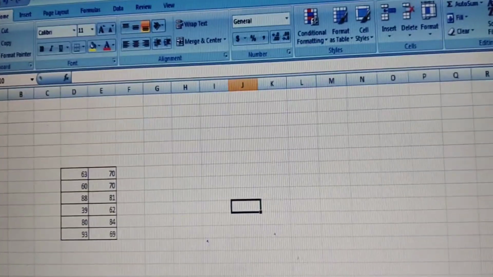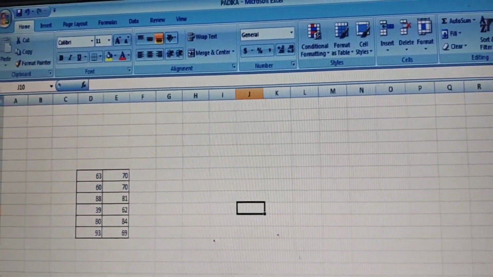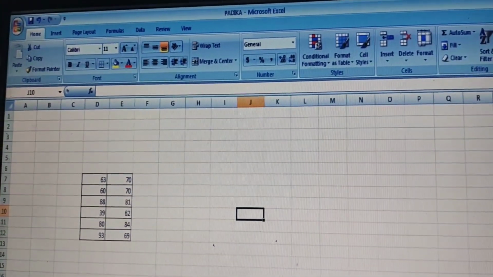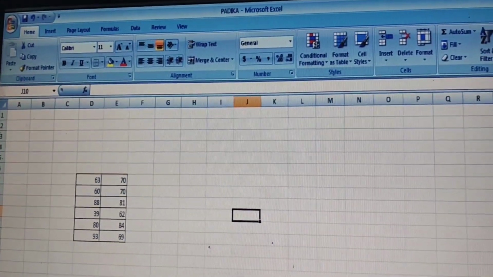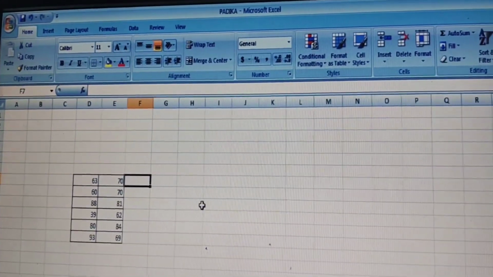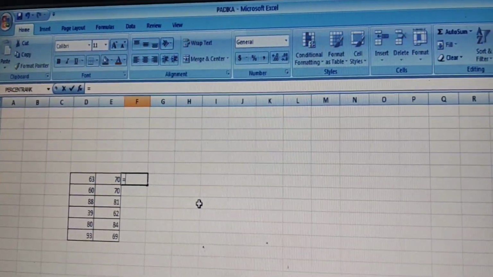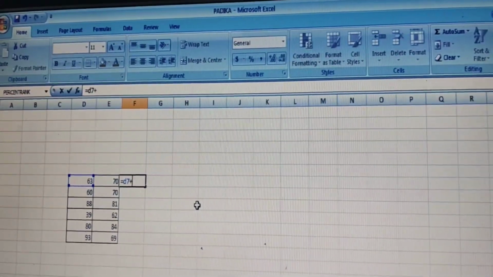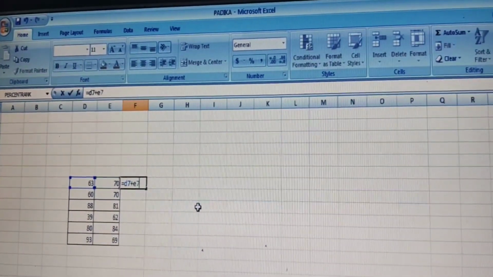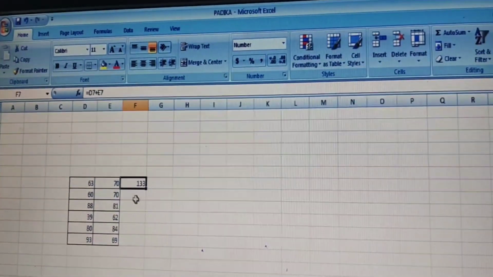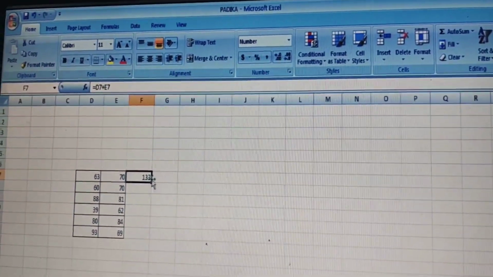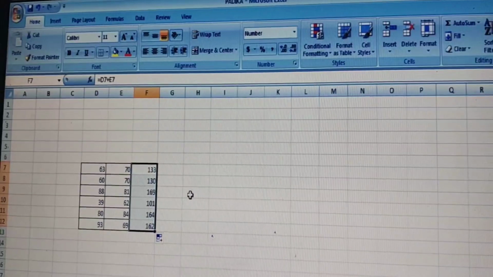While in absolute cell referencing, while copying a formula, MS Excel does not change the cell reference and makes it constant. At that time, Excel uses absolute cell referencing. Let's consider this. If I perform here an addition function, equal to D7 plus E7, here you will get your 133. This is your relative cell referencing.